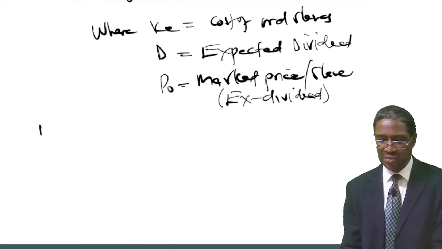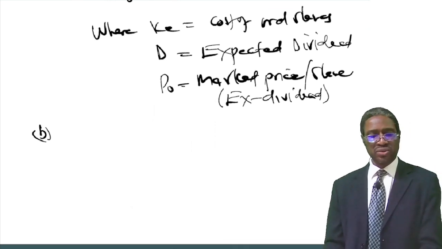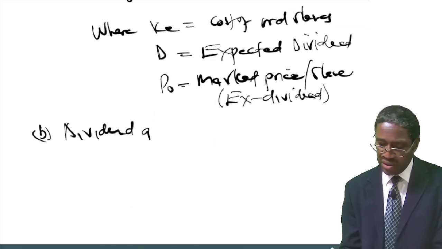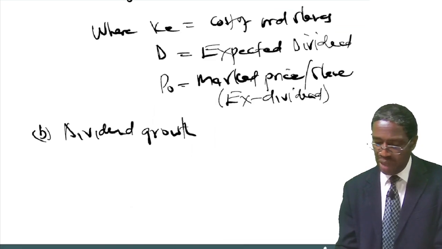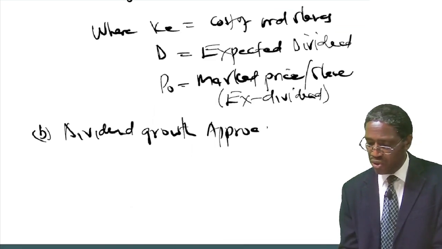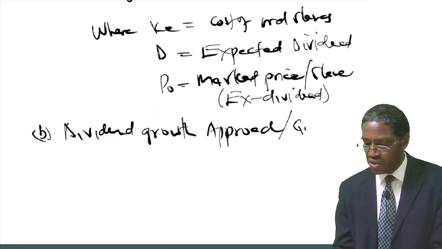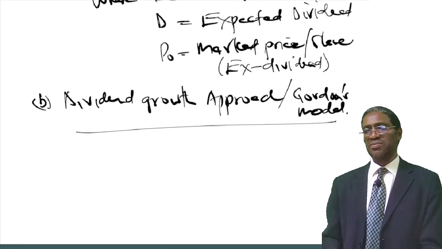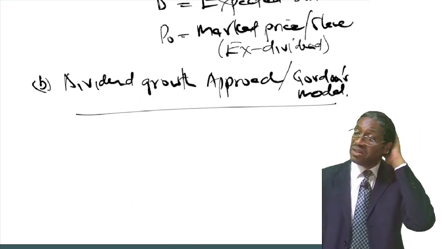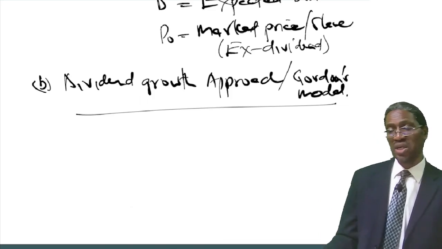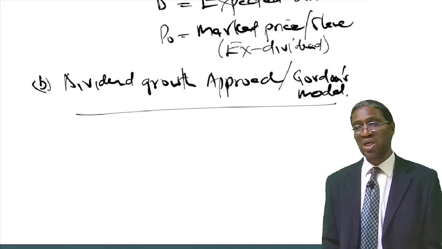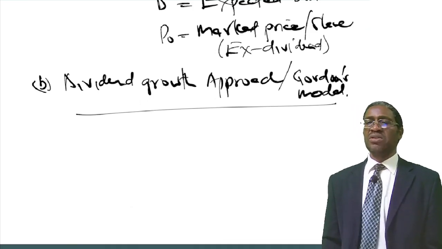Number 2 or B. Number 2, write dividend growth. Dividend growth approach. Call it also Gordon's model. That is the second way of computing the cost of ordinary shares, depending, as I've said, on the information the examiner will give you. Okay? Good. Put it down.